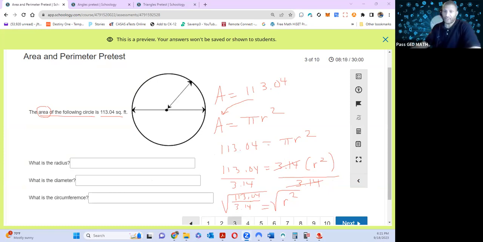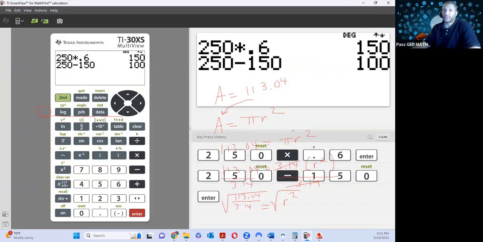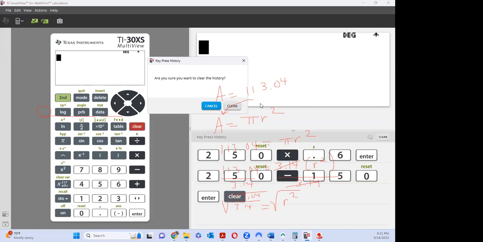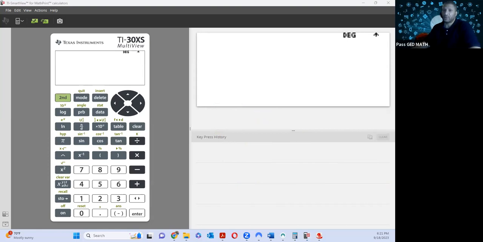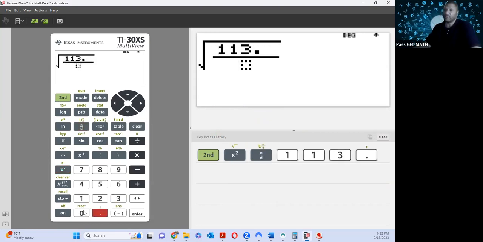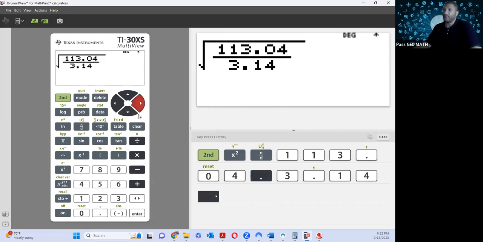So we're going to grab our calculator. Let me clear everything out and clear the screen so it'll be nice and clear. So the square root of 113.04 divided by 3.14. In order to get the square root symbol, it's in green, so I'm going to hit second first, then x squared. In order to have division inside the square root, I'm going to hit ND. 113.04, then my down arrow to move to my denominator, 3.14. I'm going to get out of my fraction, then out of my square root, then press enter. So now I have my answer.